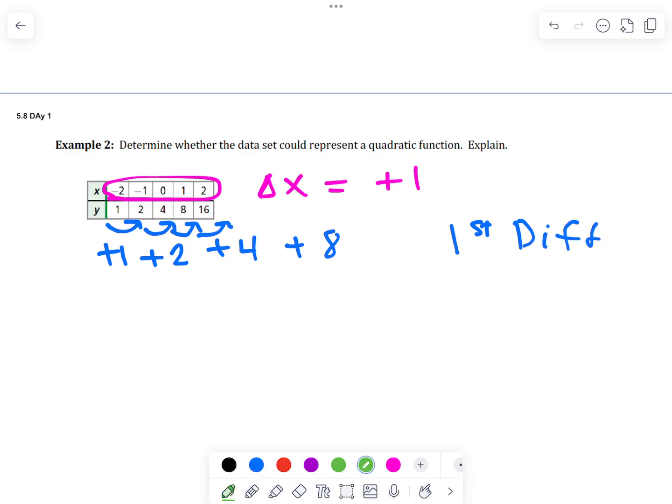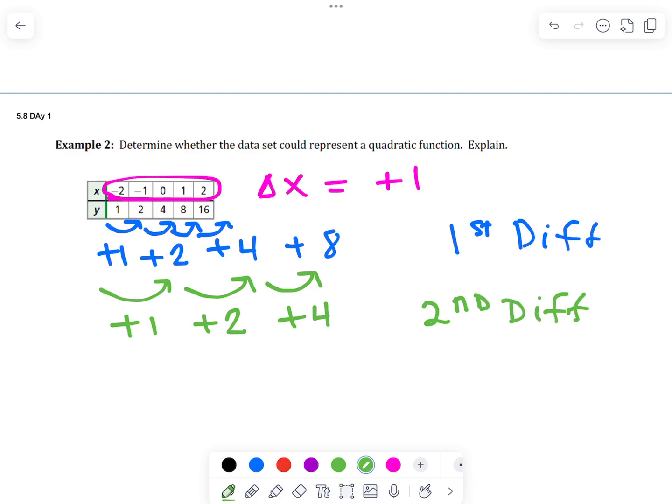Then we go to the second difference. So we increase from 1 to 2 for +1. And then from 2 to 4, we're increasing by +2. And then from 4 to 8, we're increasing by +4. The second difference is not the same throughout. So this is not considered a quadratic function because it doesn't have a common second difference.